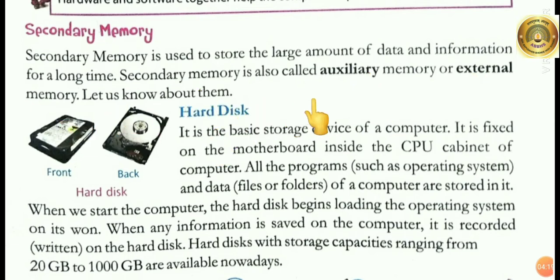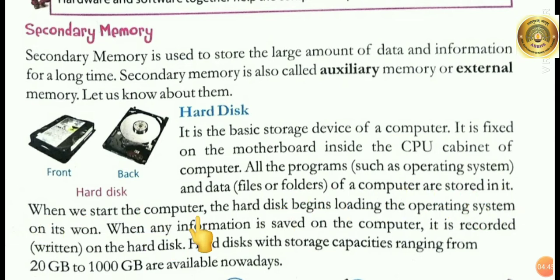So first is hard disk. See this picture, students. This is a hard disk. This is the back side of the hard disk and this is the front side of the hard disk. It is a basic storage device of a computer. It is fixed on the motherboard inside the CPU cabinet of the computer. All the programs such as operating system and data, files or folders of a computer are stored in it.